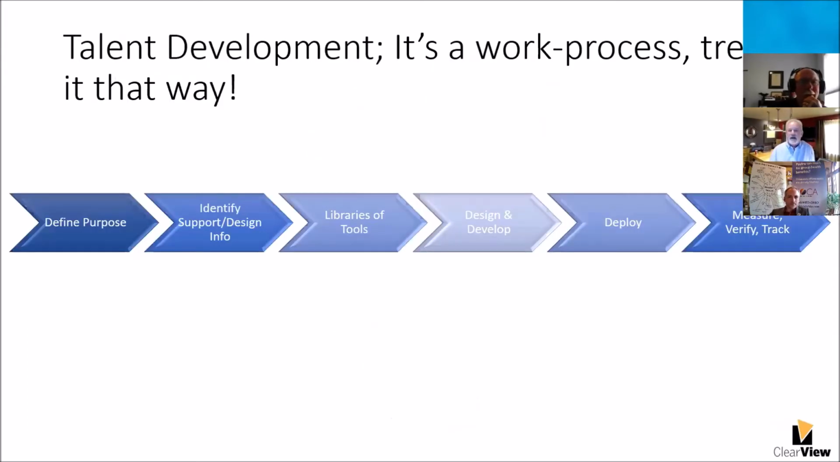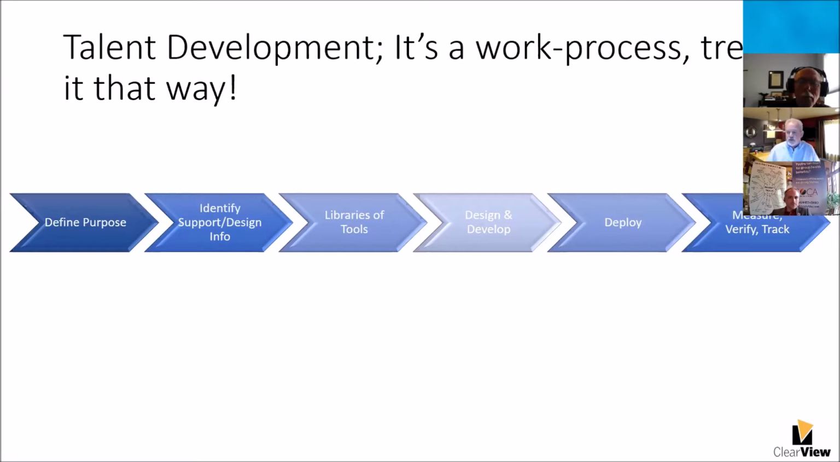Okay. Talent development, it's a work process, treat it that way. Here are the basic steps, all right? First thing you've got to do is define the purpose of the system, whatever it is that you're designing. There are a lot of different training programs, a lot of different reasons to conduct training. So define the purpose, identify the support, design info. In apprenticeship programs, for instance, one of the design pieces they use is a job description, right?